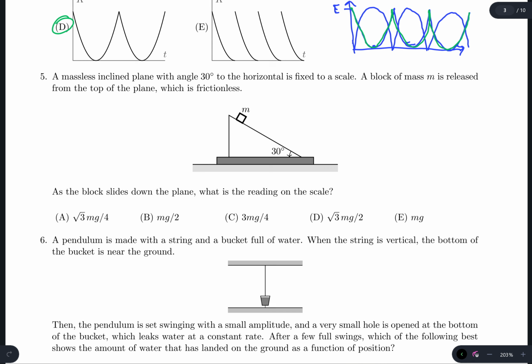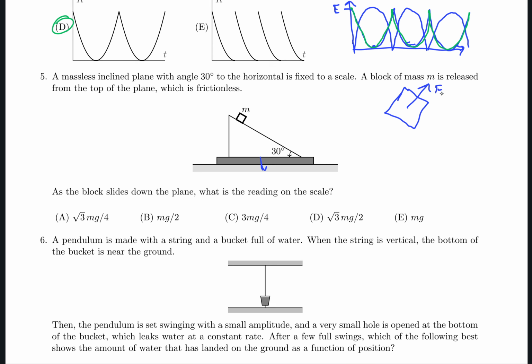Okay, here's a fun problem. A block is sliding down a scale. What's the reading on the scale? First, we've got to assume that the scale only measures downward force. Forces to the left or to the right don't matter. Now, we'll take the block. We'll look at the forces.